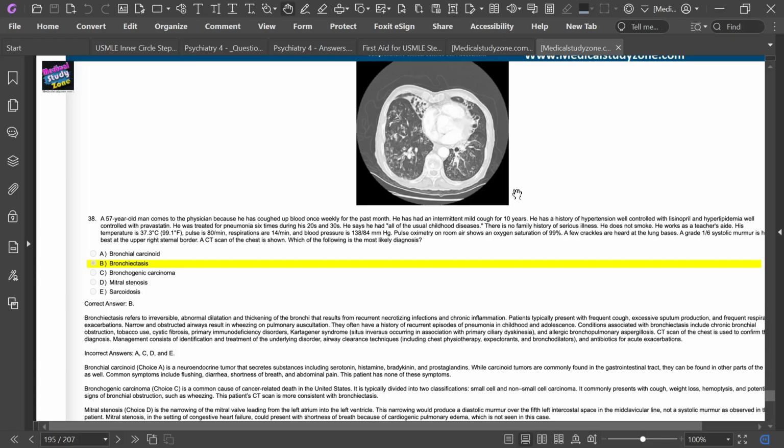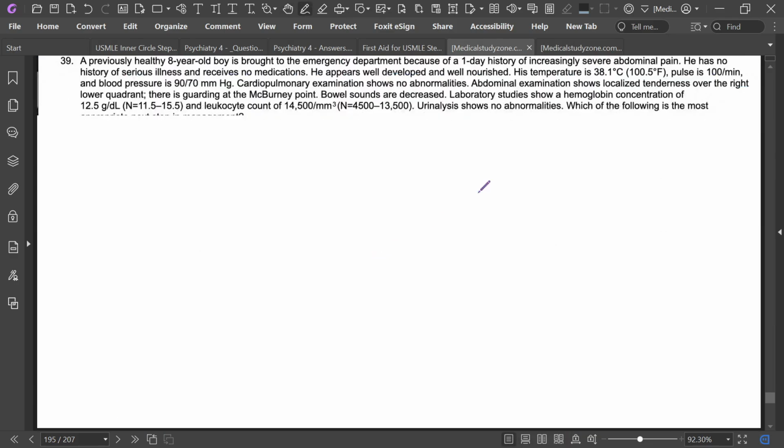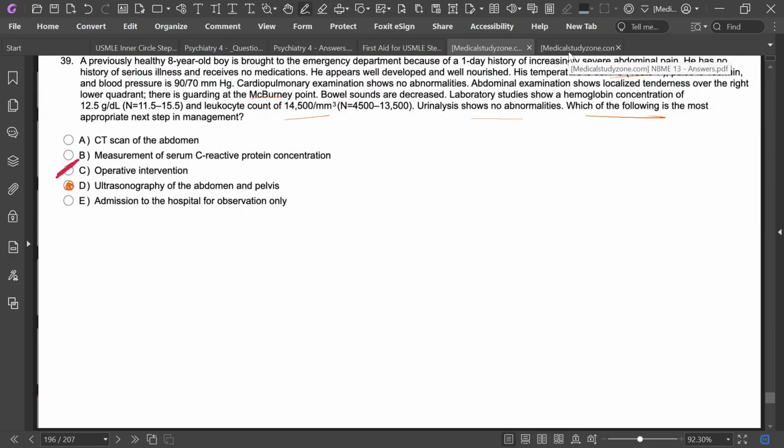Which of the following is the most appropriate next step? Not appendicitis. Why did I choose that?